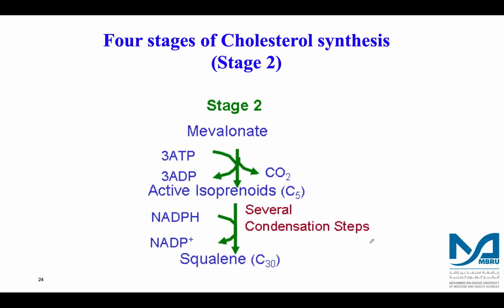So once I have mevalonate, it undergoes a certain series of reactions, predominantly a decarboxylation, and this leads to, since I am losing one carbon, I get C5 or a metabolite containing 5 carbon atoms, which are known as active isoprenoids. And then there are several condensation steps which I believe you will not need to know or even look at. But through these condensation steps, we are able to convert isoprenoids to squalene, which is containing 30 carbon atoms. And in the process, we require NADPH, and this NADPH is again coming from pentose phosphate pathway.